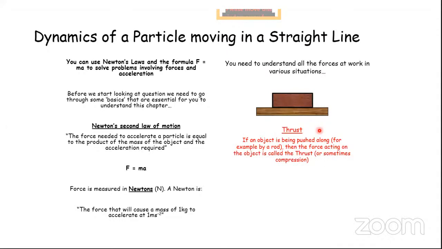If an object is being pushed along, for example, by a rod, then the force acting on the object is called thrust, or sometimes compression. So here we are trying to push. If we are pushing an object, then the force we are using is called thrust. So tension here is equal to the pushing force. It is indicated here. So when we are pushing, that force is called thrust.